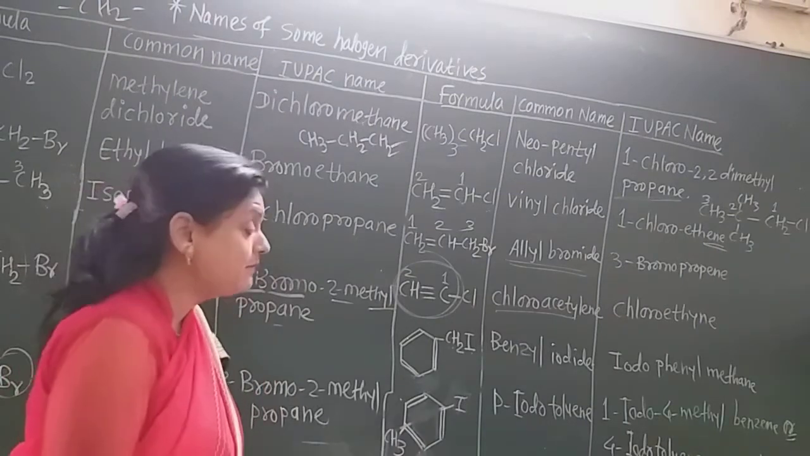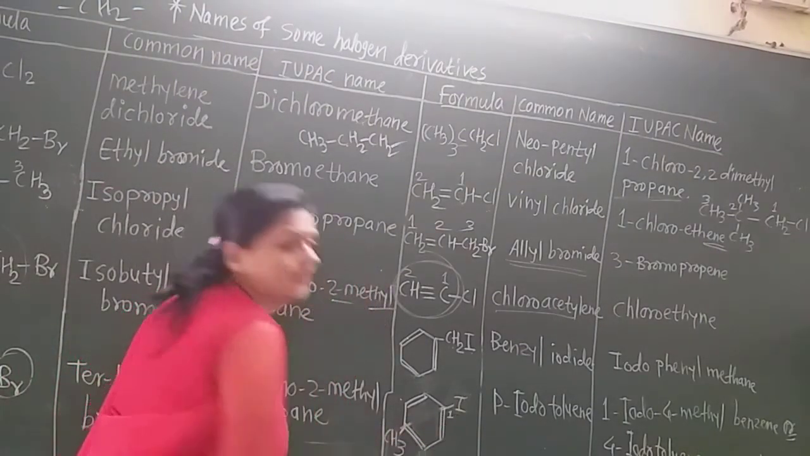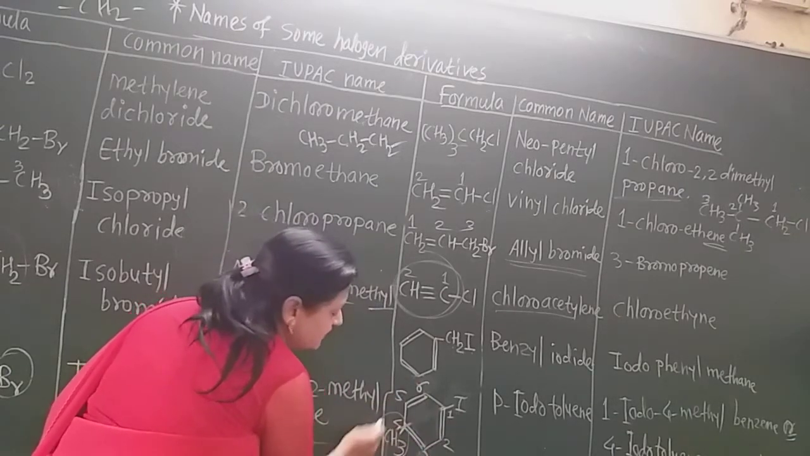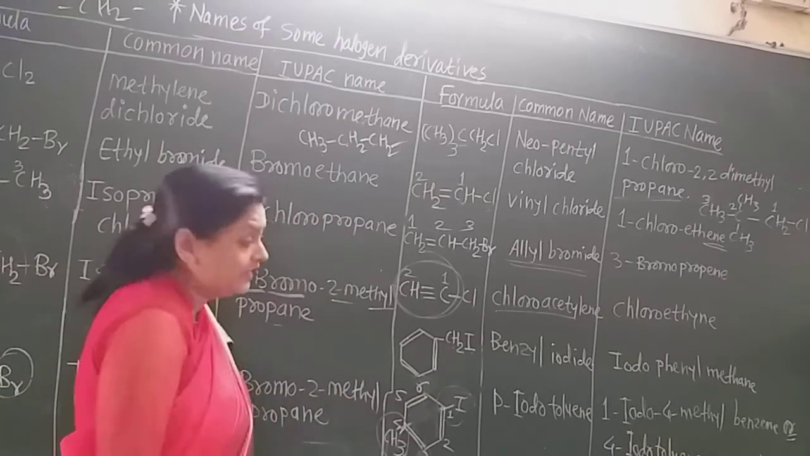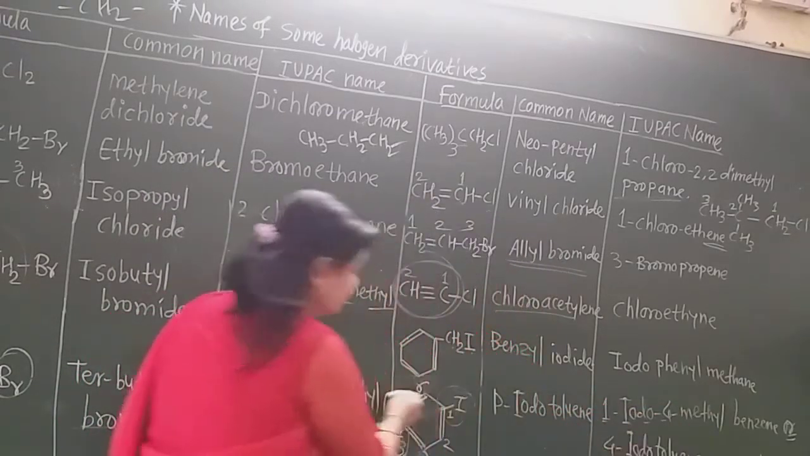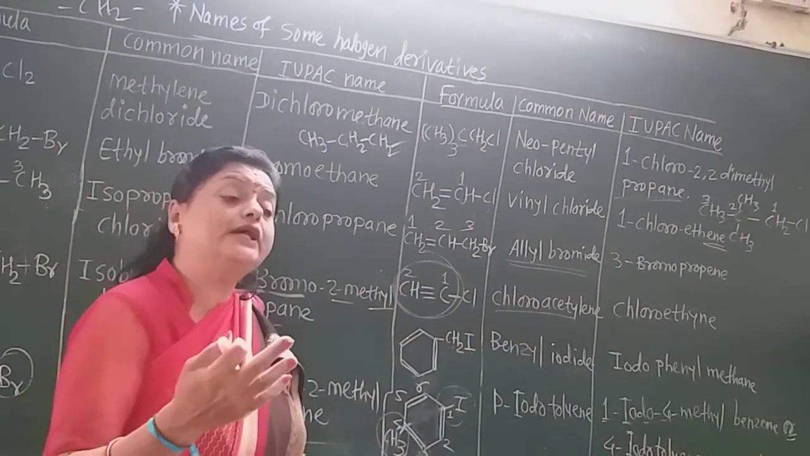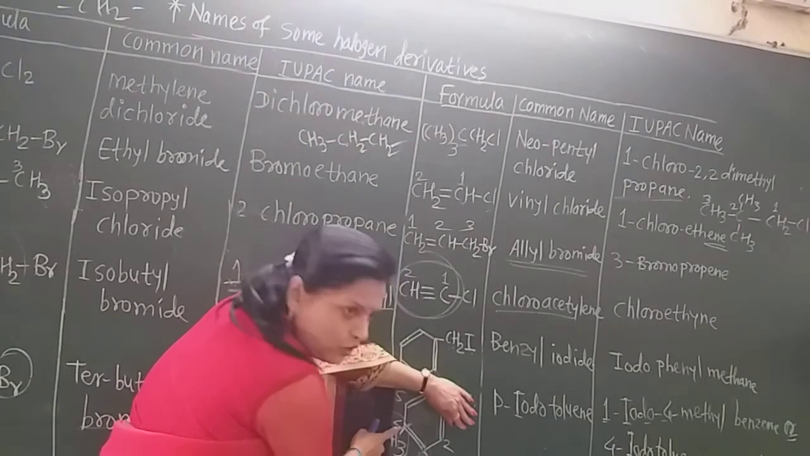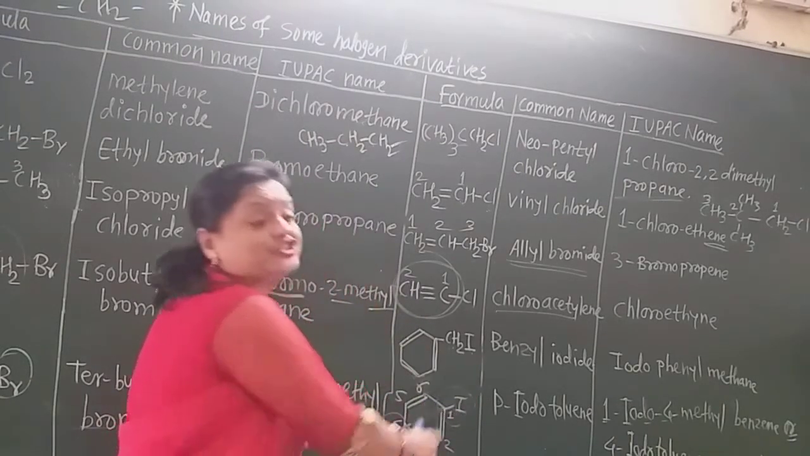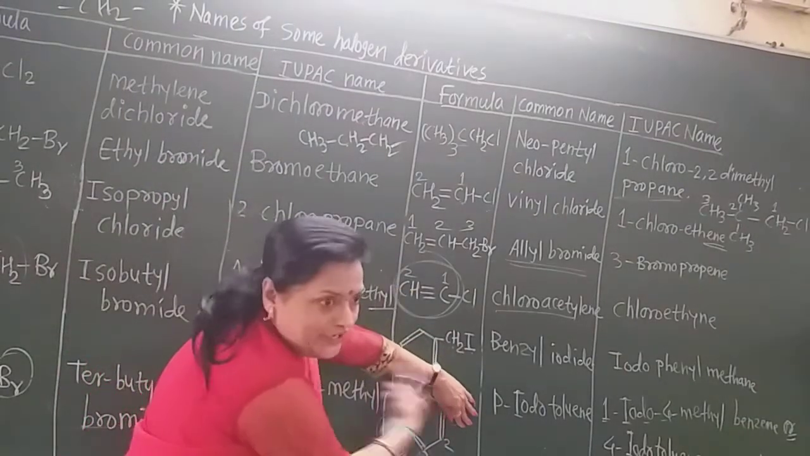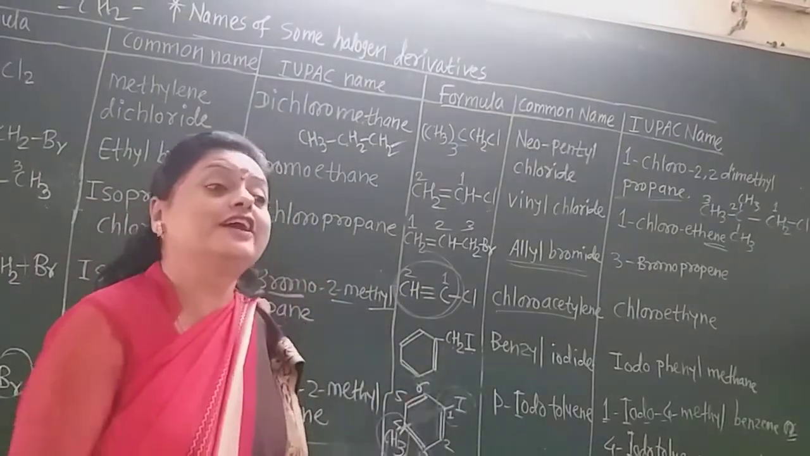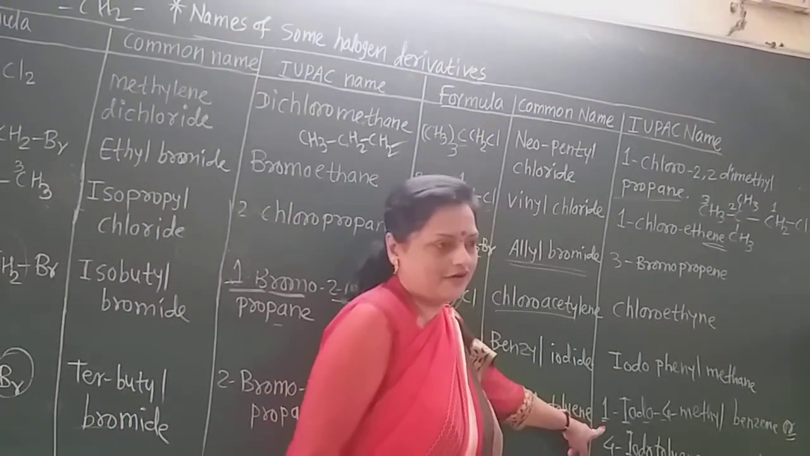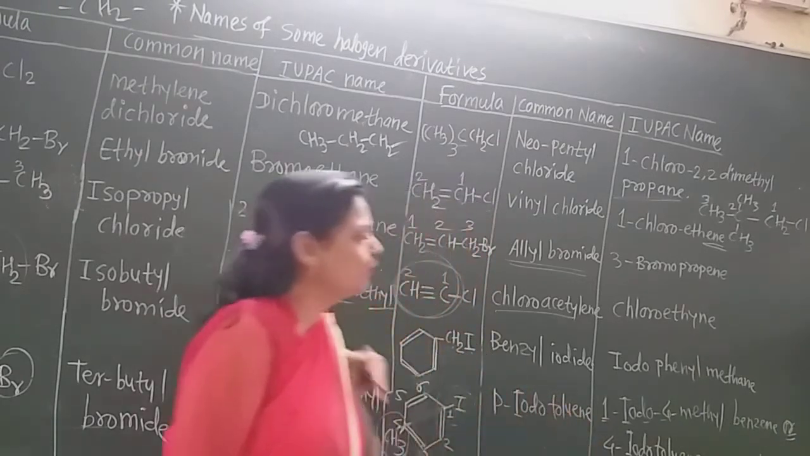And the IUPAC name is given by numbering from the halogen: 1, 2, 3, 4, 5, 6. Now on the 4th position there is methyl, and on the 1st position there is iodine. So 1-iodo-4-methylbenzene. But if you want to give the name according to toluene, you must give the numbering from this side: 1, 2, 3, 4, and on the 4th position there is iodine. As it is toluene, 4-iodotoluene is also a correct IUPAC name. But you practice in this way. This is our IUPAC name and it is correct: 1-iodo-4-methylbenzene.